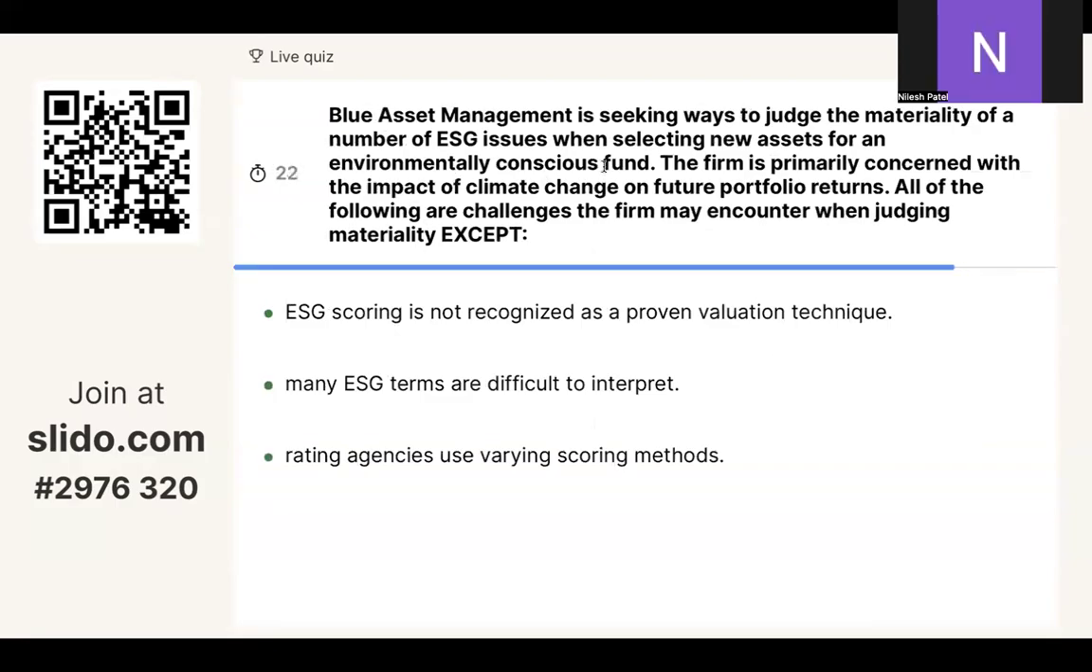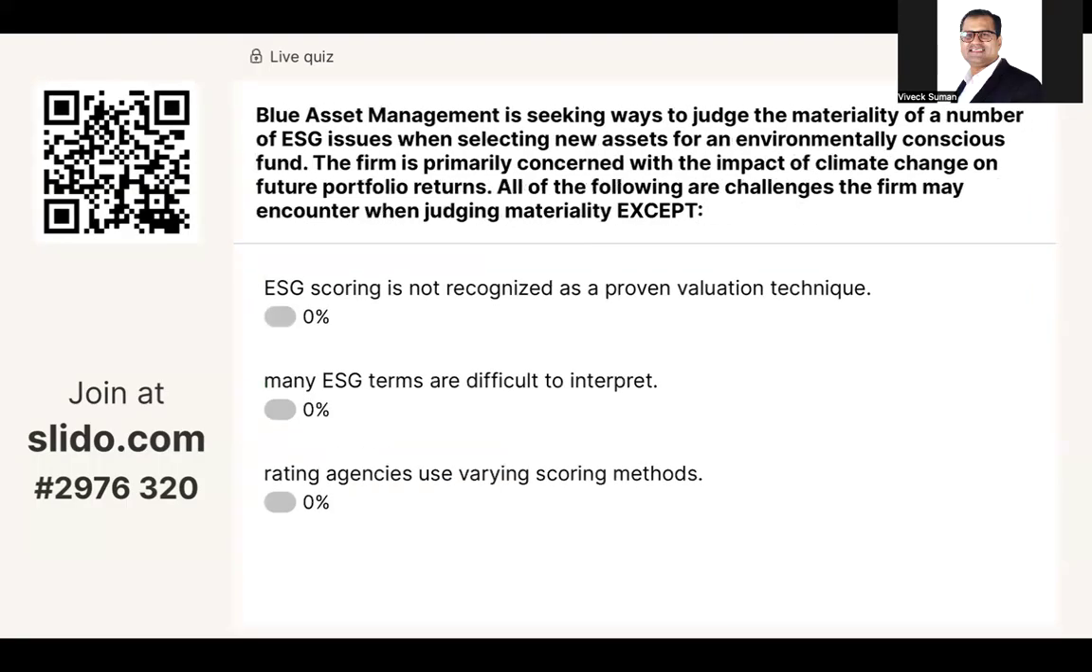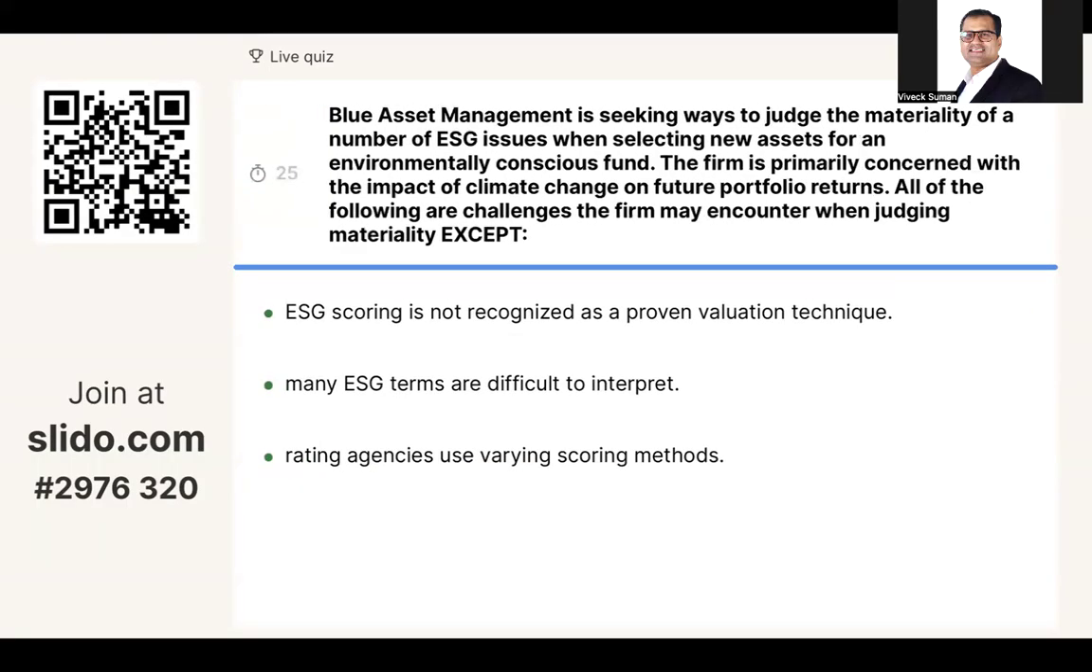Nilesh, next question. Blue Asset Management is seeking ways to judge the materiality of a number of ESG issues when selecting new asset for an environmentally conscious fund. The firm is primarily concerned with impact of climate change on future portfolio returns. All of the following are the challenges the firm may encounter when judging materiality, except ESG scoring is not recognized as proven valuation technique. Many ESG term are difficult to interpret. Rating agencies have varying scoring methods.